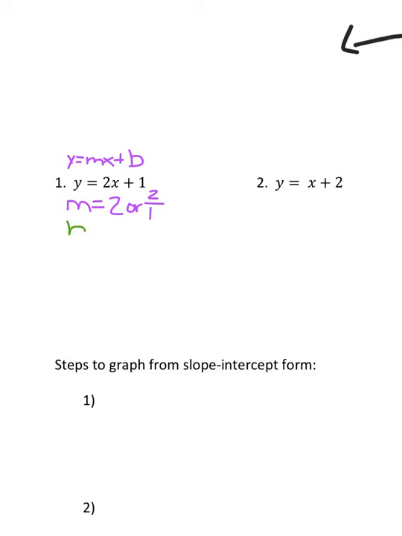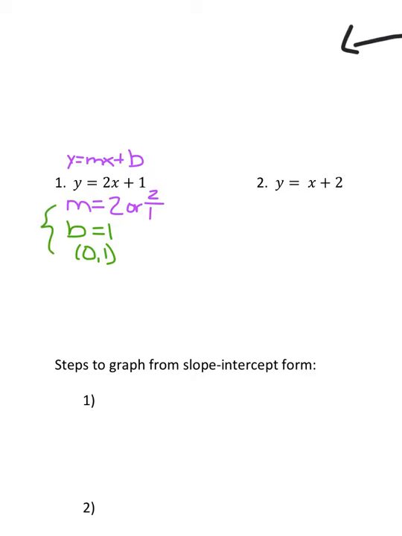And then we're going to identify the b. The b is 1, so b is that plus 1 there at the end. If we were going to write the b as a y-intercept, then we should write it as 0, comma 1. And on your homework, we're going to be asking you to identify the slope, identify the b, and then write it as a point. So we're going to have you do all 3 of these things here. So make sure you can do all 3.